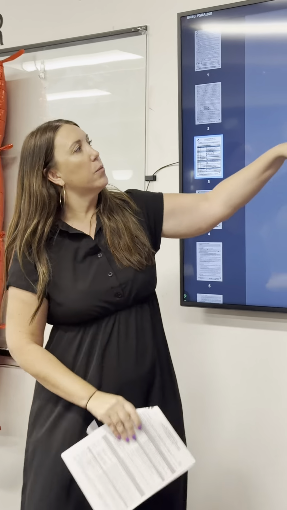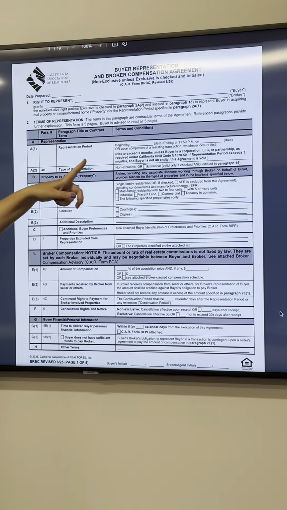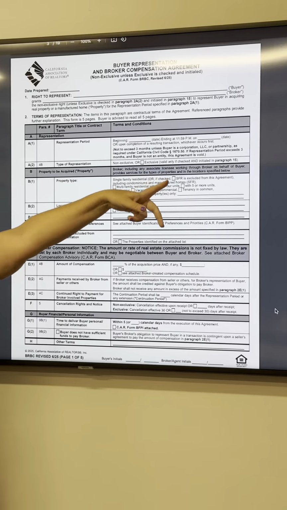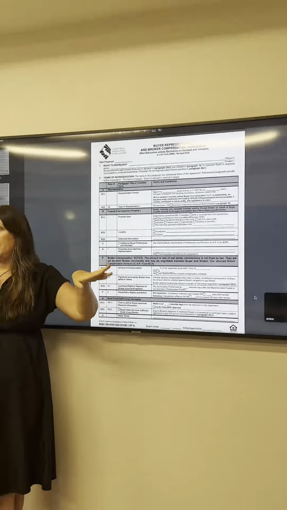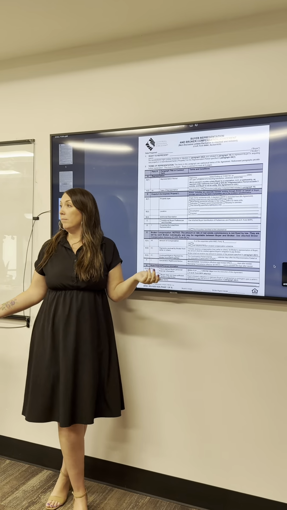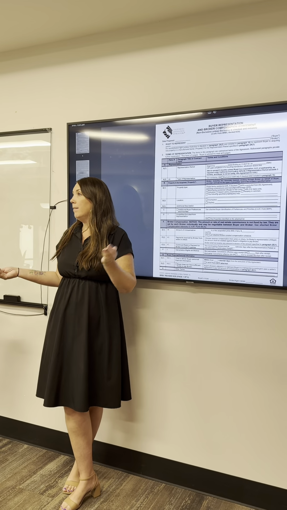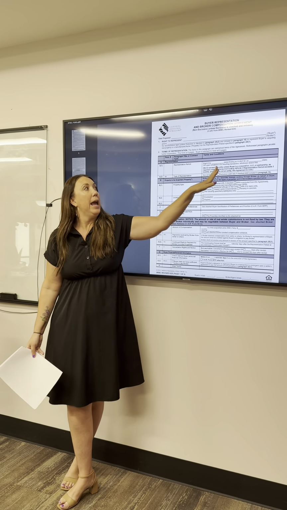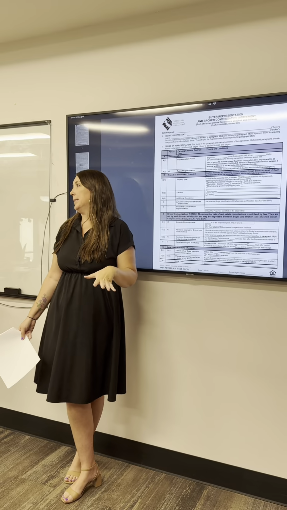So for the first section, where it says representation period, you're gonna have to put a beginning date and an ending date. It has to be in there to be valid, okay? If it's today's date, because you're gonna go show the property today, then you put today's date. And it can only be for 90 days.